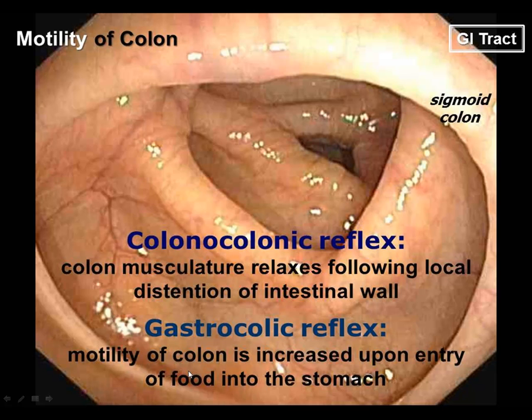The motility of the colon is regulated by reflexes. One of them is called colonocolonic, sort of like the same intestinal reflex that we had before. In colonocolonic, if you have distension of the proximal, you will have relaxation of the distal. It's exactly the same reflex that we had before, which we called intestinal. Here we call it colonocolonic reflex.